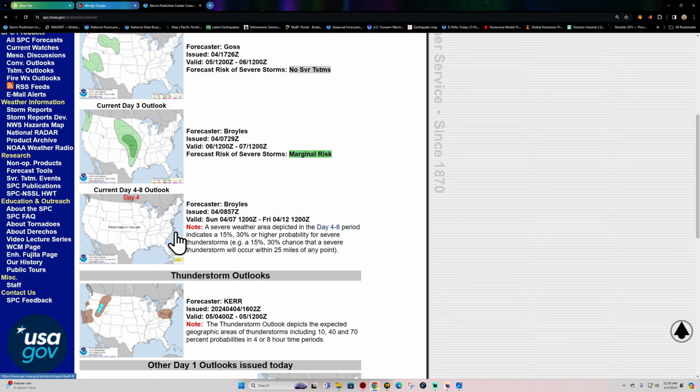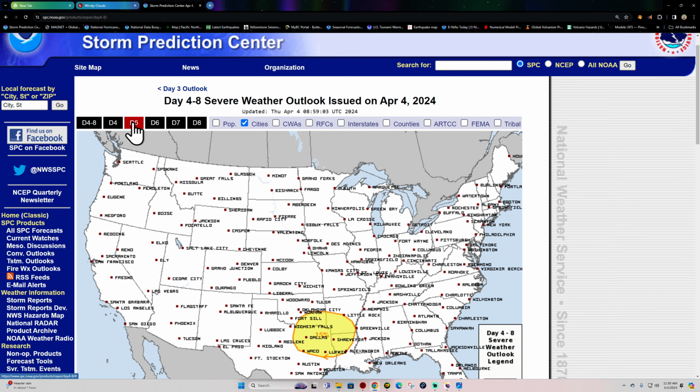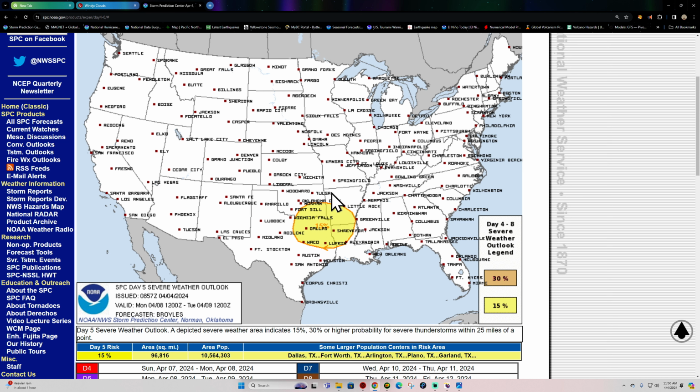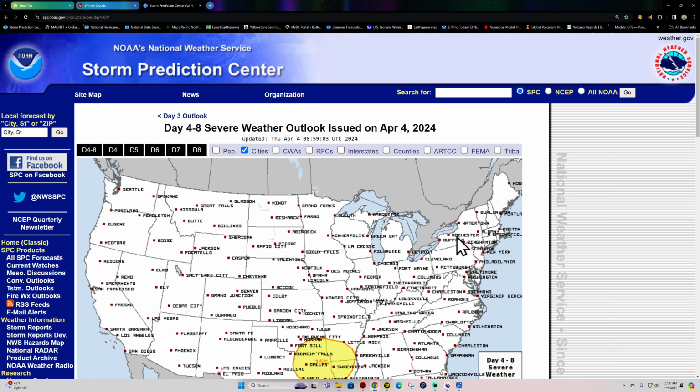Let me show you here on day 5. This is going to be Monday during the eclipse. Look at this. They even have a 15% chance for some severe weather for that date. Kind of a big deal. So there's going to be a lot of unstable air, a lot of moisture out here. And, of course, moisture meaning cloud cover potential as well.